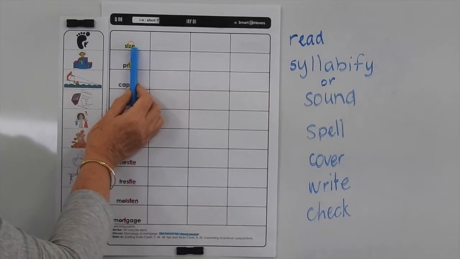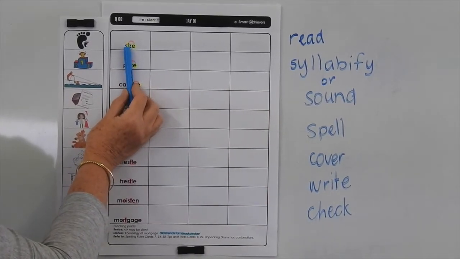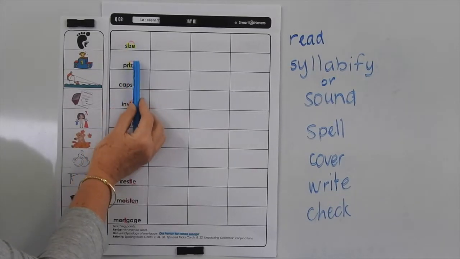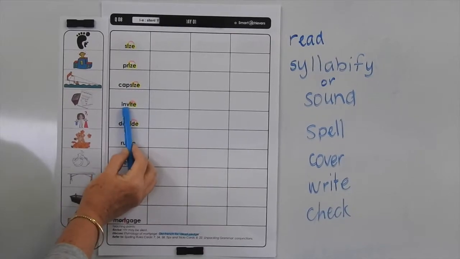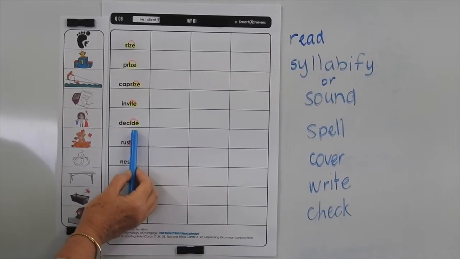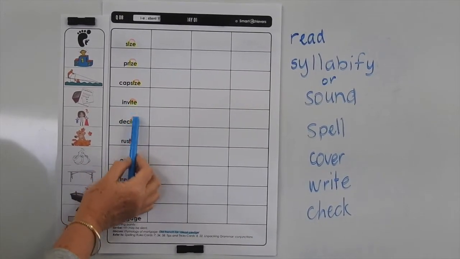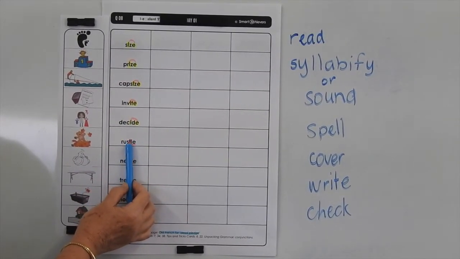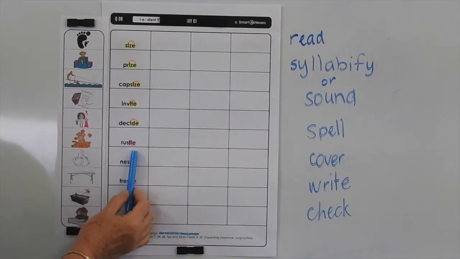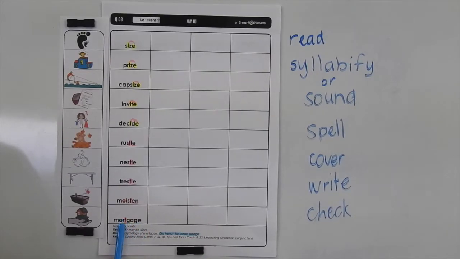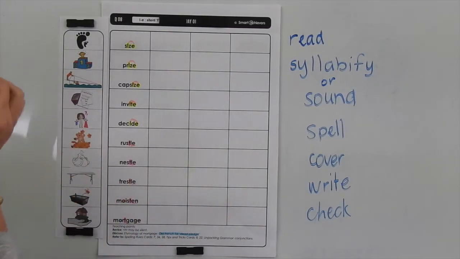Our words today have the E making the previous vowel I make its long sound I. So we've got size, you can highlight these as we go, prize, capsize, invite and decide. Now you have learnt this before, it's just a revision one with longer and harder words. Down here we have words with silent T in them, so we've got rustle, nestle, trestle, moisten and mortgage. So mortgage, it's Old French for a dead pledge, means you pledge to pay it back.